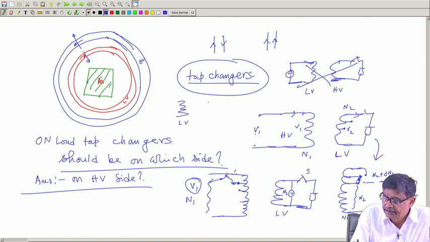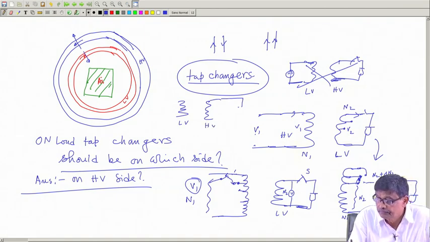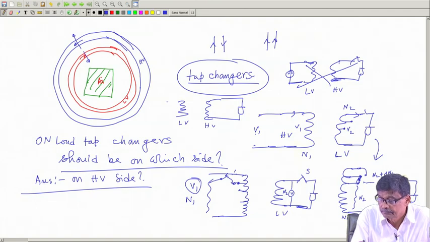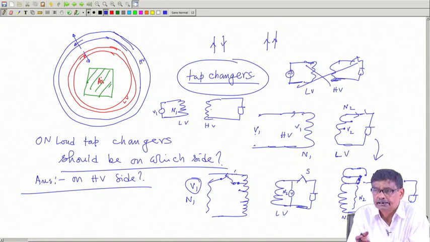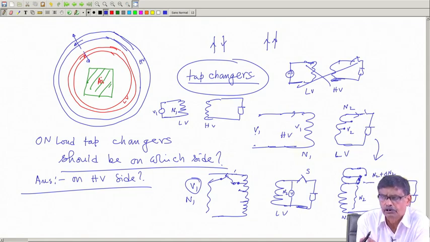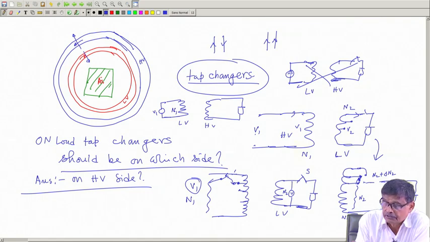Suppose I say that this is the LV side and on the HV side is your load. This is N1, where you are applying a voltage V1, voltage per turn is V1 by N1. On the LV side I am not going to connect any tap changer. So, nothing is changing here, voltage per turn is fixed. I have connected load and find that voltage has fallen compared to the open circuit case.